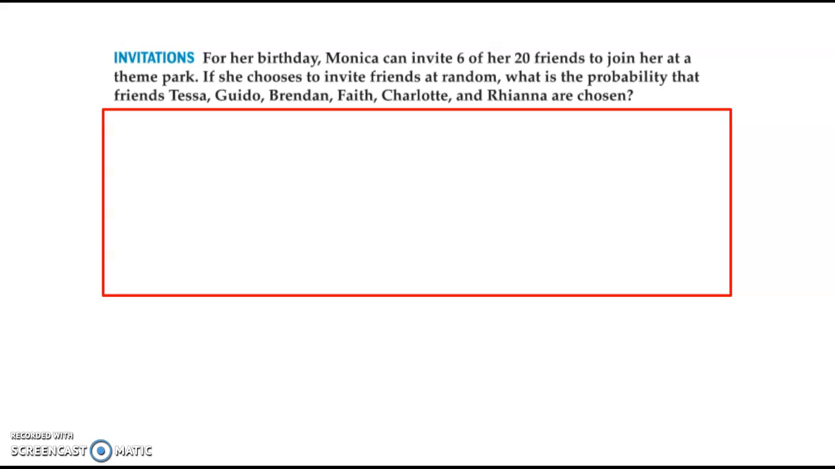Here's our first example. For her birthday, Monica can invite 6 of her 20 friends to join her at a theme park. If she chooses to invite friends at random, what is the probability that friends Tessa, Guido, Brendan, Faith, Charlotte, and Rihanna are chosen?